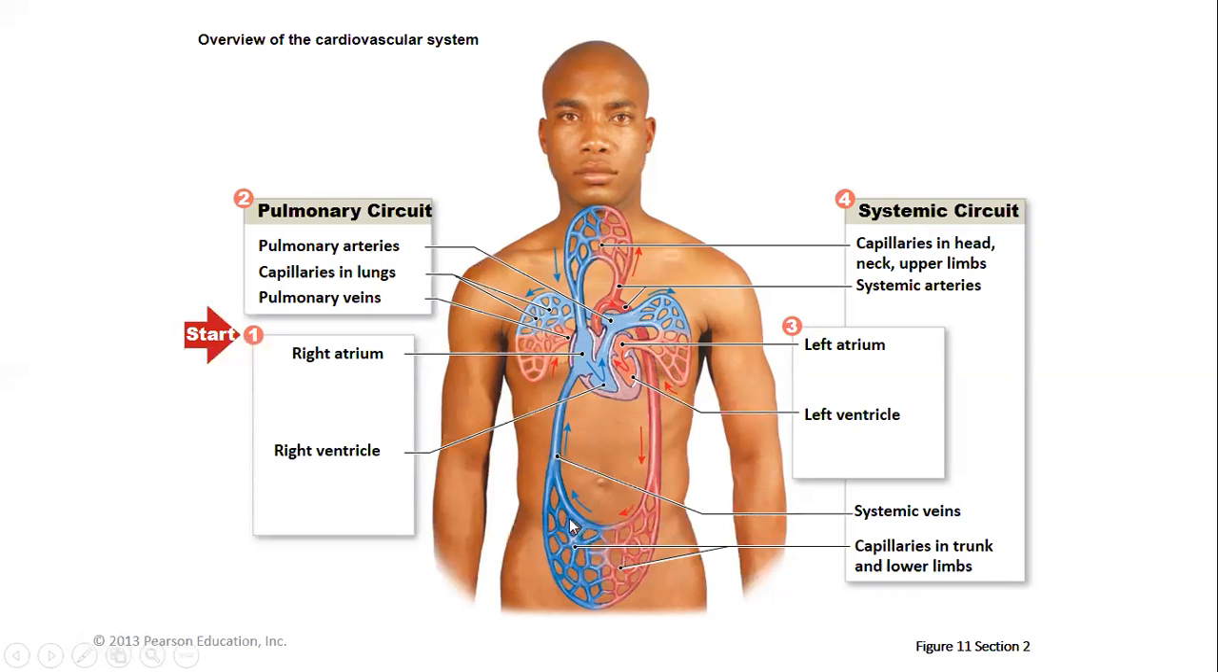Now there's deoxygenated blood on the venous side of circulation headed back to the right side of the heart. So it's all one big circulatory system, but there's two circuits pumping blood to and from the lungs to expire CO2 and pick up oxygen, and then from the left side of the heart out to the body, basically everywhere, and then sending deoxygenated blood back to the heart.